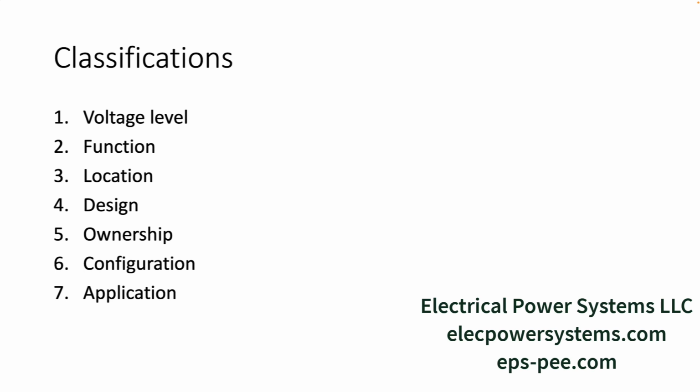Gas-insulated substations. GIS. GIS substations use compact, sealed equipment that is filled with a gas such as sulfur hexafluoride, SF6, to reduce the size and weight of the substation. This type of substation is often used in densely populated urban areas where space is limited.